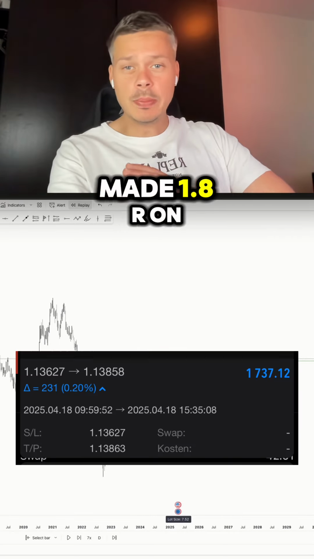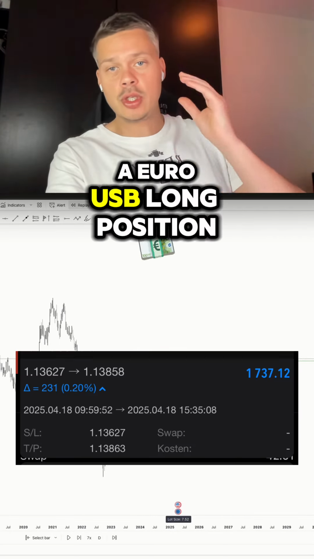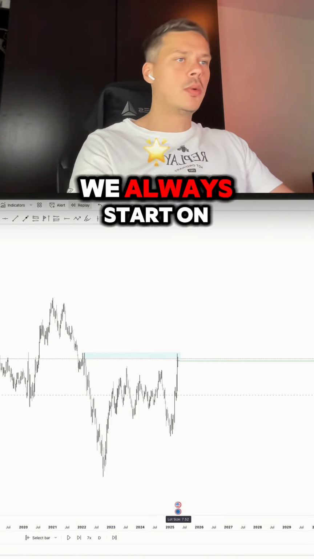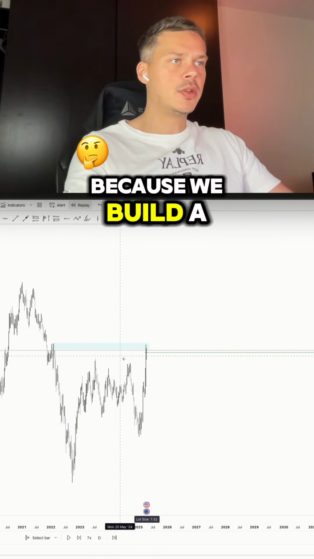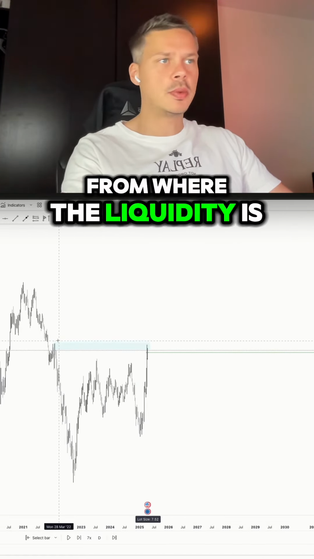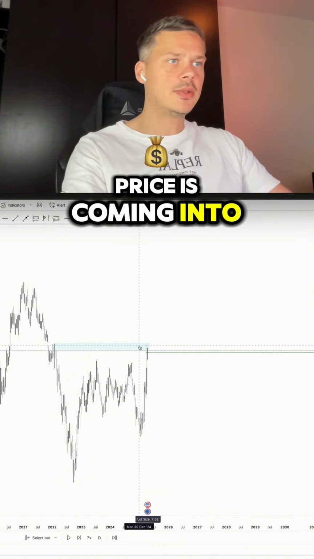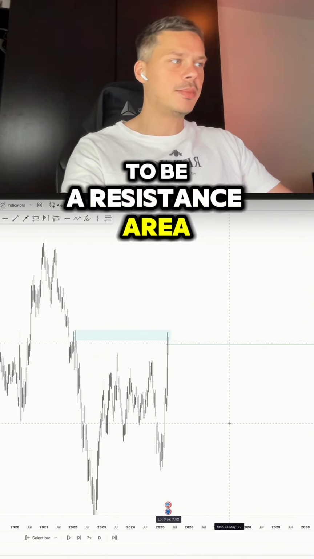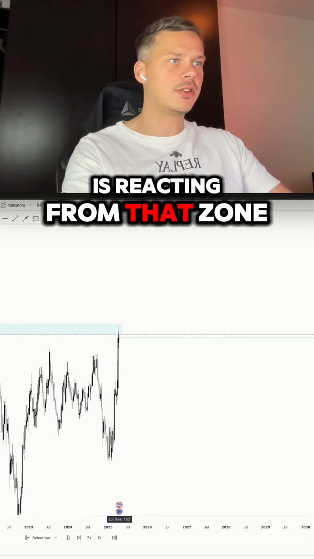This is how I made 1.8 R on a Euro USD long position. Let's dive into the charts. We always start on the higher time frame because we build a higher time frame narrative from where the liquidity is. Price is coming into this major supply zone, and it also happens to be a resistance area because we see price is reacting from that zone.